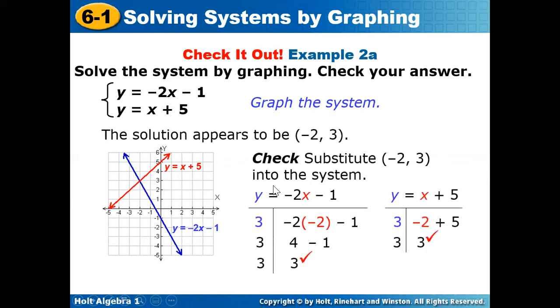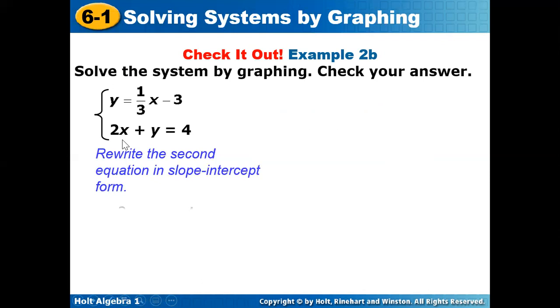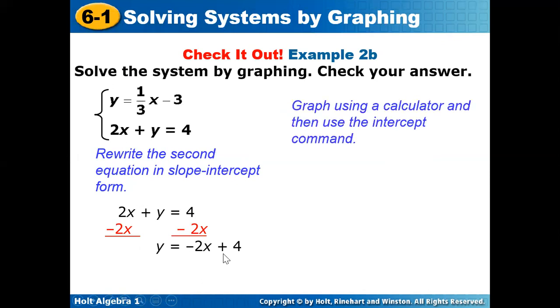You're going to check it by plugging it in as before. Plug in your negative 2 for your x values and positive 3 for your y values and see if it works. It does indeed. This one, similar, right? We have to rewrite this one in slope-intercept form. So we're going to have to remove our 2x from this side. So we're going to get y equals negative 2x plus 4, right?